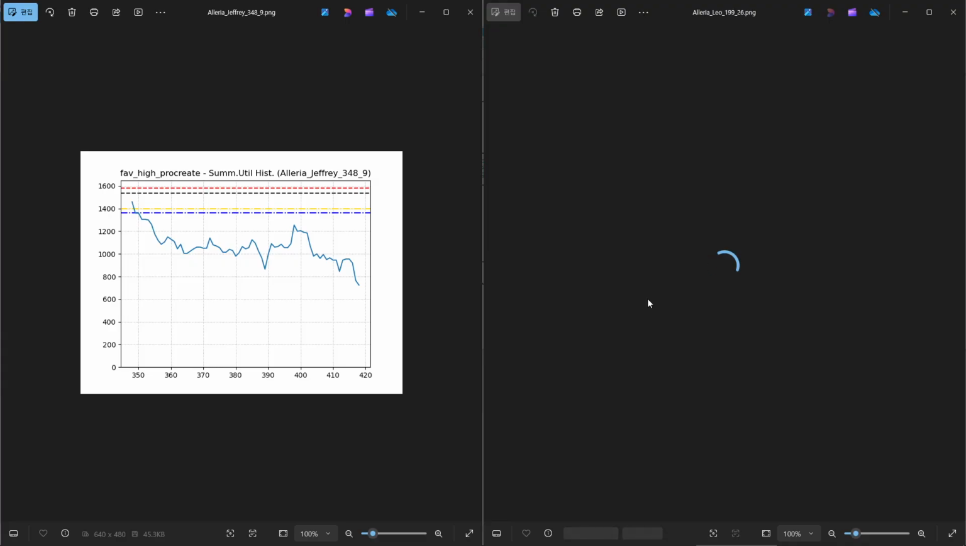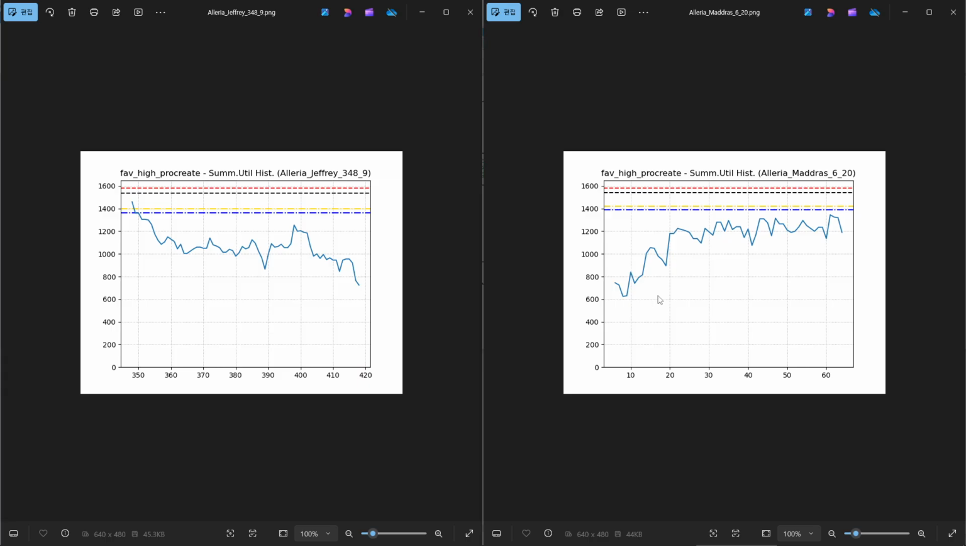But still, have a look at these plots. For example, look at this one. Well, it's still kind of started early. Let's find something.